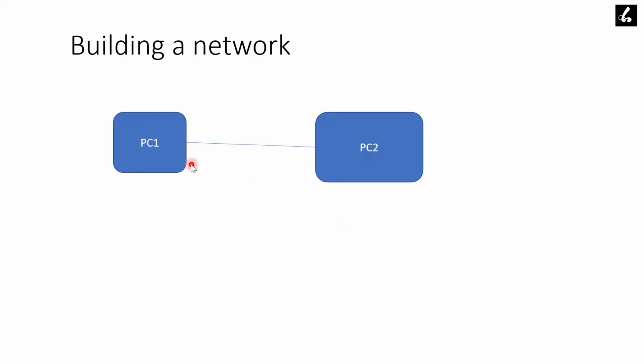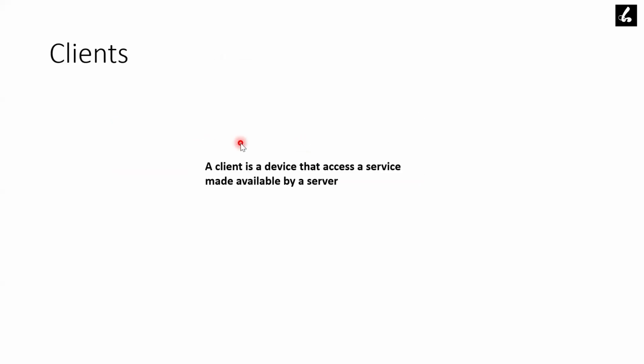You have connected the PC with a LAN cable or CAT cable. So that itself is it. So now let's understand the role of each device or each node which we just went through. First is a client. A client is a device that accesses a service made available by a server.